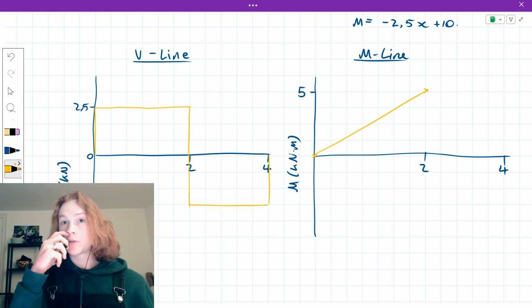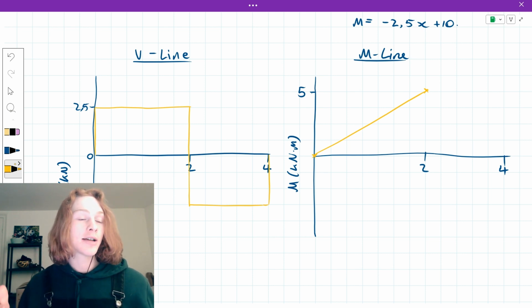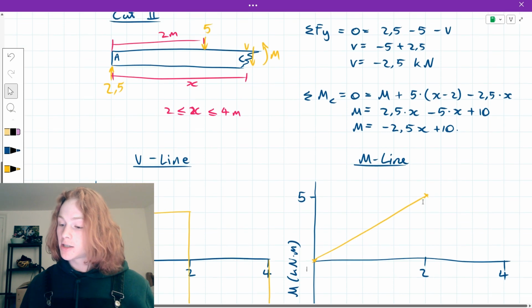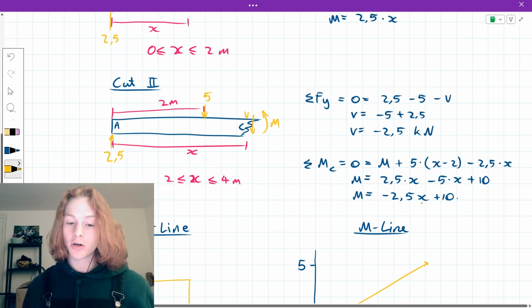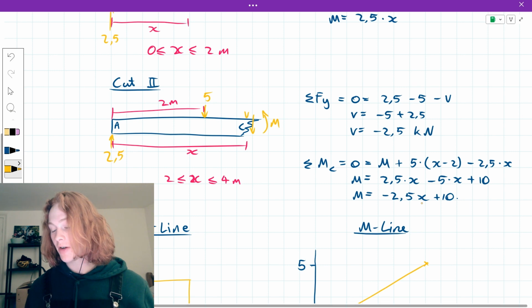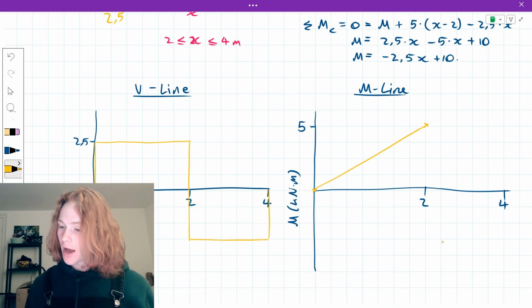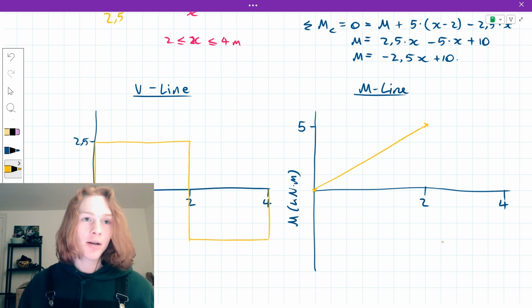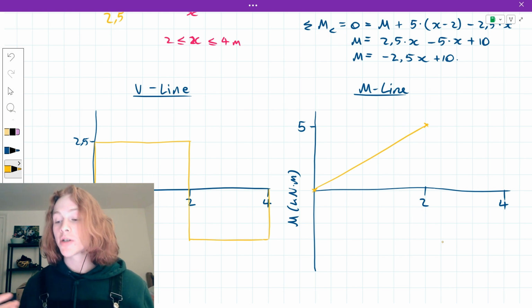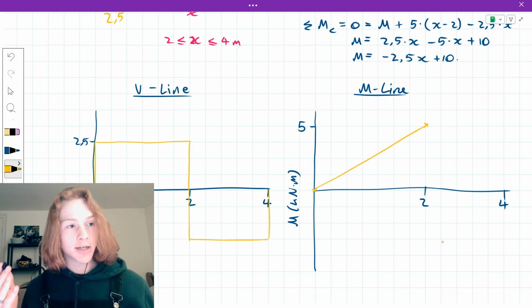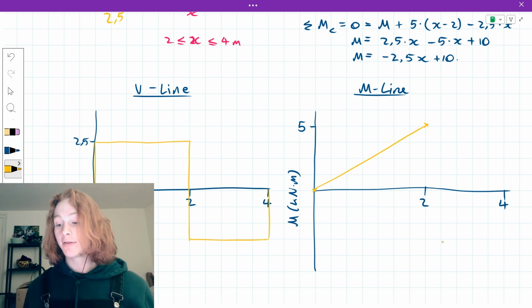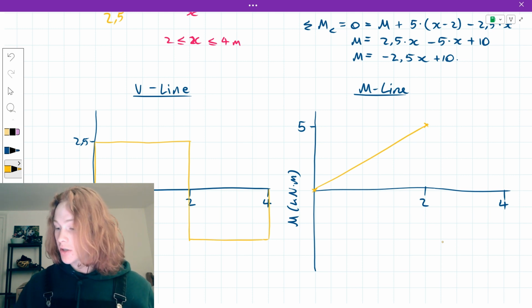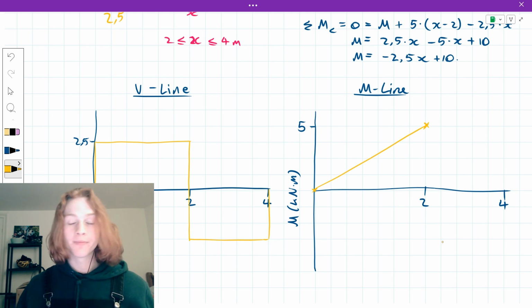And then on the other side, between x equals 2 and x equals 4, we can refer to our second equation that we got from cut 2, m equals negative 2.5x plus 10. We'll begin by going, okay, well, when x equals 2, which is when this first comes into play, what does our value of m equal? So minus 2.5 multiplied by 2 is minus 5. Then we add 10 and we get to positive 5, which is very nicely where our line finished at the end of cut 1.